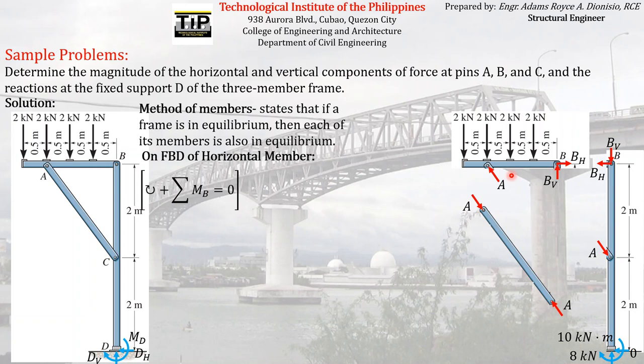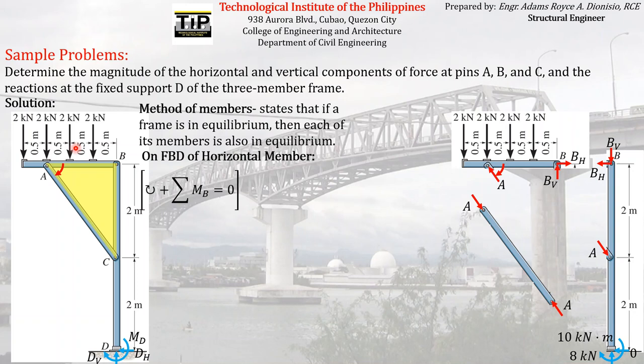Ang tanong, paano natin makukuha yung vertical component na yan? We need this angle. So, paano makukuha yung angle na yan? Kung titignan mo yan dito sa original figure, para ka may mabubuo na triangle using pin A, pin B, and pin C. And this angle is actually this angle. So, paano makukuha yan? Pwede mong gamitin yung length nitong side na to. This is just 2 meters. And pwede mo rin gamitin yung length ng side na to. This is just 0.5 plus 0.5 plus 0.5 equals 1.5.